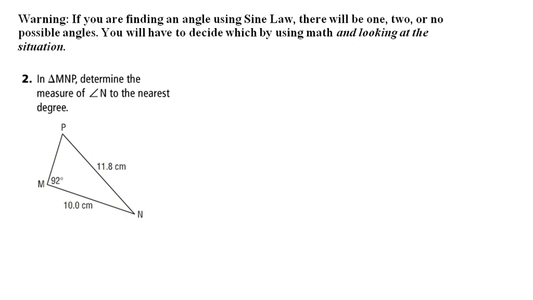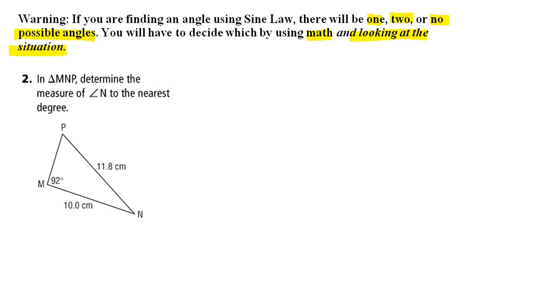Finding angles with the sine law, however, is a totally different story. Okay, so when you're finding angles with the sine law, we're going to be solving a trig equation with sine in it, and you're going to end up with 1, 2, or no possible solutions, possible angles, okay? And sometimes you're going to have to look at the math, and other times you're just going to have to look at the situation. So for example, if you're given a diagram, sometimes you're going to be able to see that certain angles aren't possible.